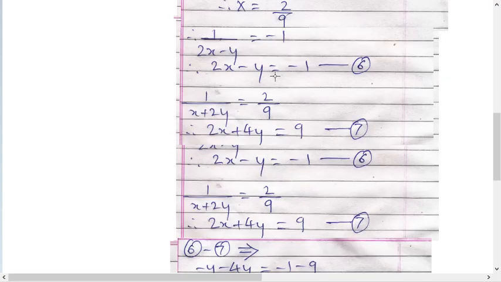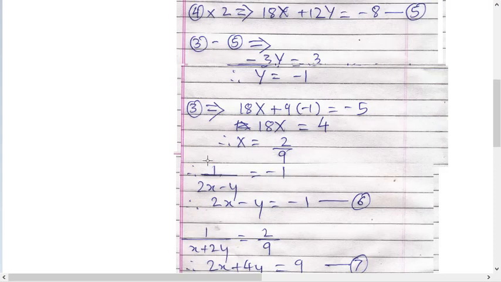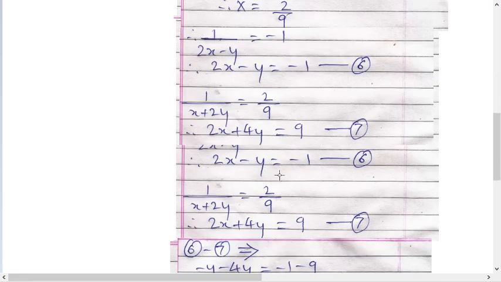So now what happens is this, see this, 1 upon 2x minus y equals minus 1, this Y real value. So solve this. Cross multiply, 2x minus y equals minus 1. So it becomes minus 1. Equation number 6. And for X, it is 1 upon x plus 2y, this X, right, equals 2 by 9. Real value of this capital X. Solve this. So x plus 2y on this side, 9 on this side, 2x plus 4y equals 9. This is equation number 7.